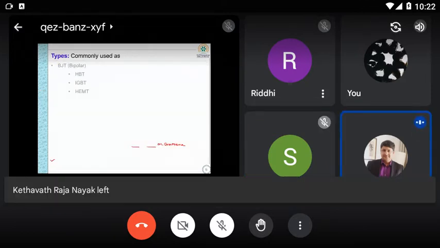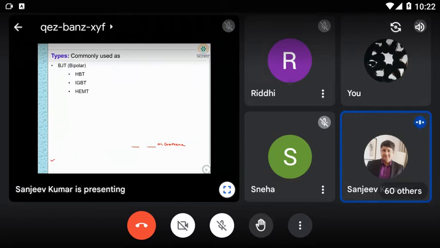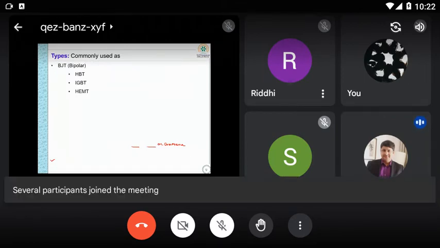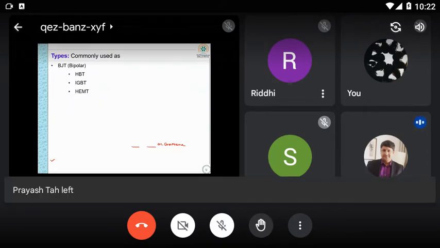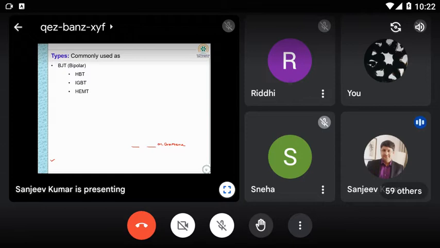Now, types. If you go for BJT, these are the most popularly used recently. All are bipolar junction transistors. Bipolar means both electrons and holes are responsible for flow of current. That's why it is known as bipolar. Similarly, FET is known as a unipolar device, so only either electron or hole will be responsible for that.